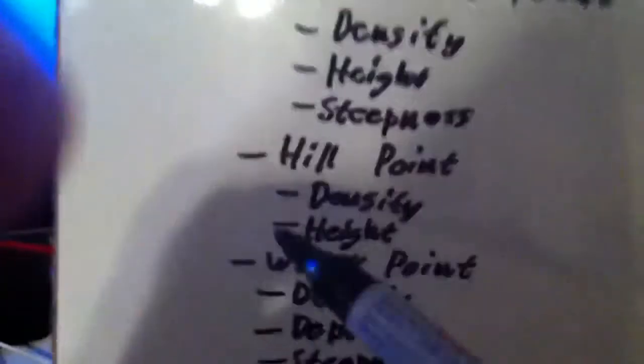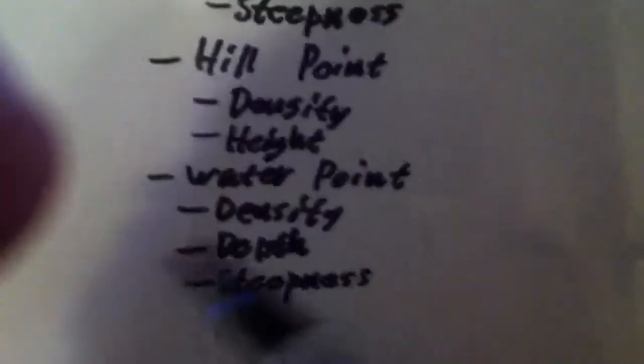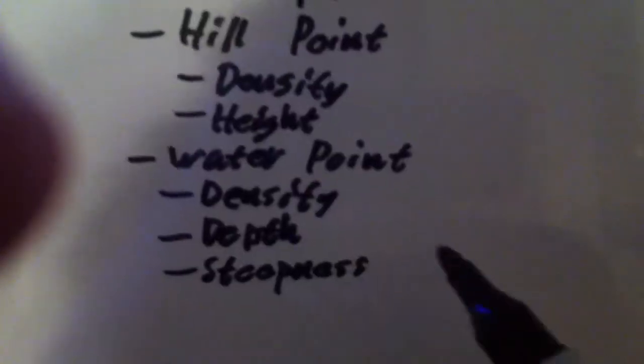But this is the steepness. Or this is the steepness. You can either have this or this, etc. Hill points do not have these because hills, as I know them, are kind of like that. On either side they're equal, not like a mountain. So that's how I'm planning to do it. And then water points, same thing, steepness, etc. I think you get the point.